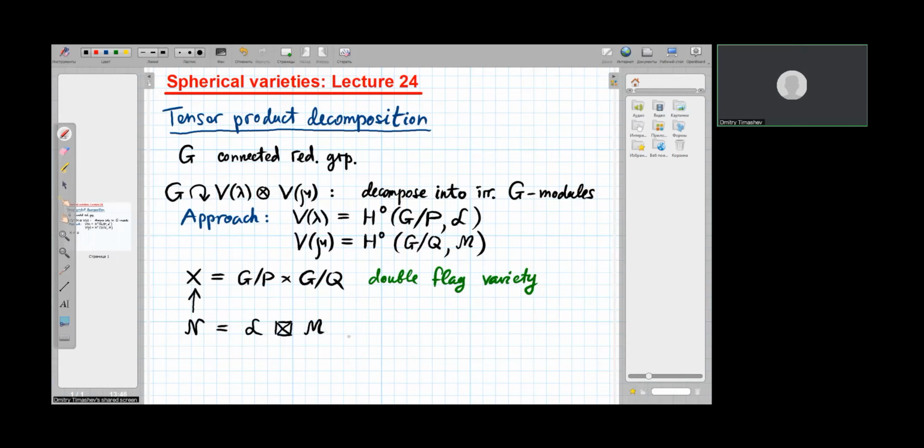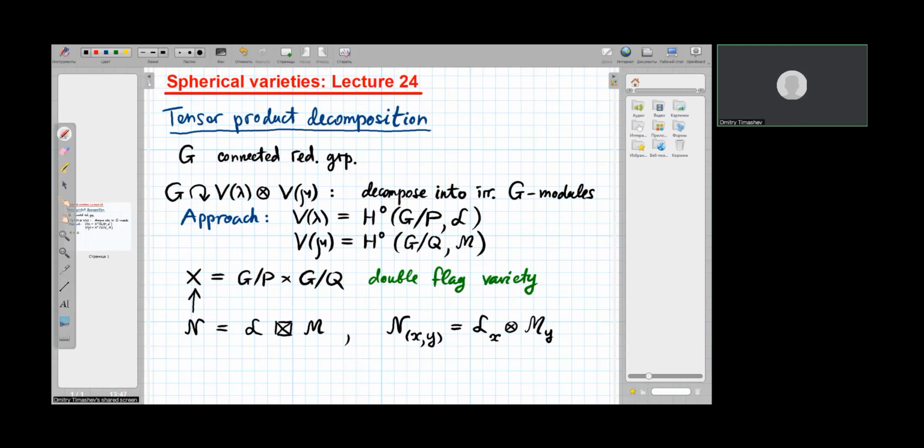What is this outer tensor product? It is a line bundle whose fiber over any point in this double flag variety, so this point is a couple of points, x in G mod P and y in G mod Q, is by definition the tensor product of the fiber of L over x and the fiber of M over y. This is the outer tensor product of two line bundles on the factors of this double flag variety.